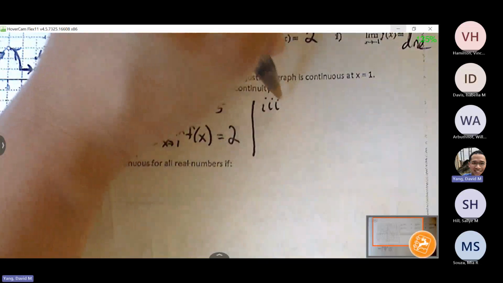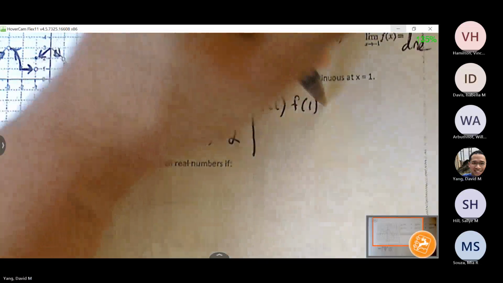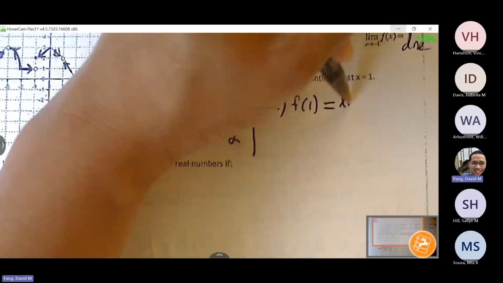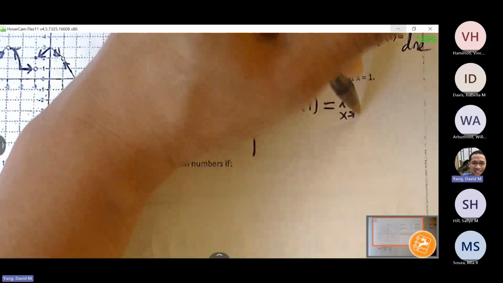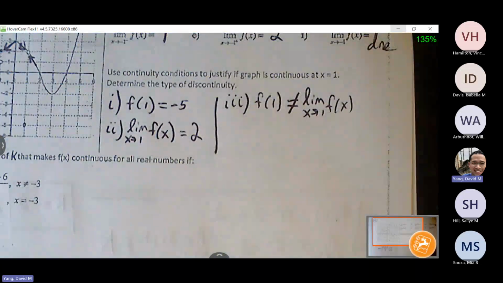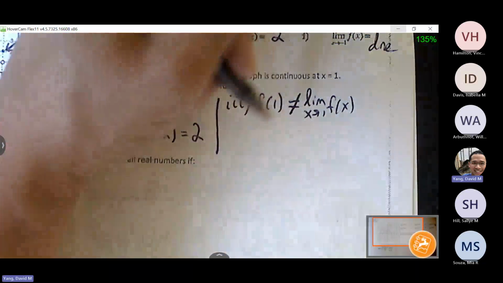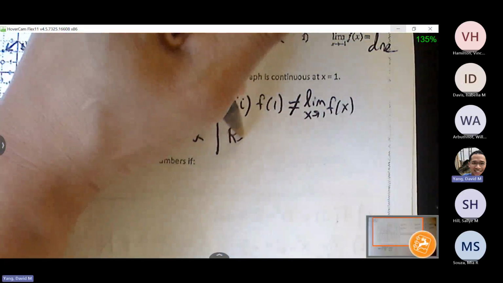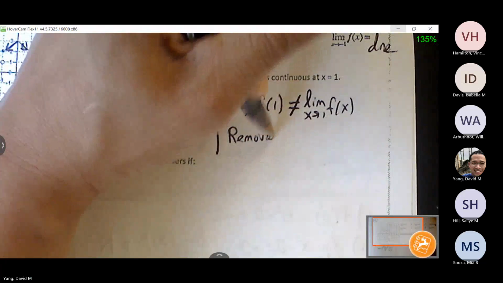The third condition says f of 1 has to equal the limit as x approaches 1 of f of x. Is this a true statement? Not a true statement. It doesn't equal, so it's going to fail that third condition. Therefore, what type of discontinuity? Removable.